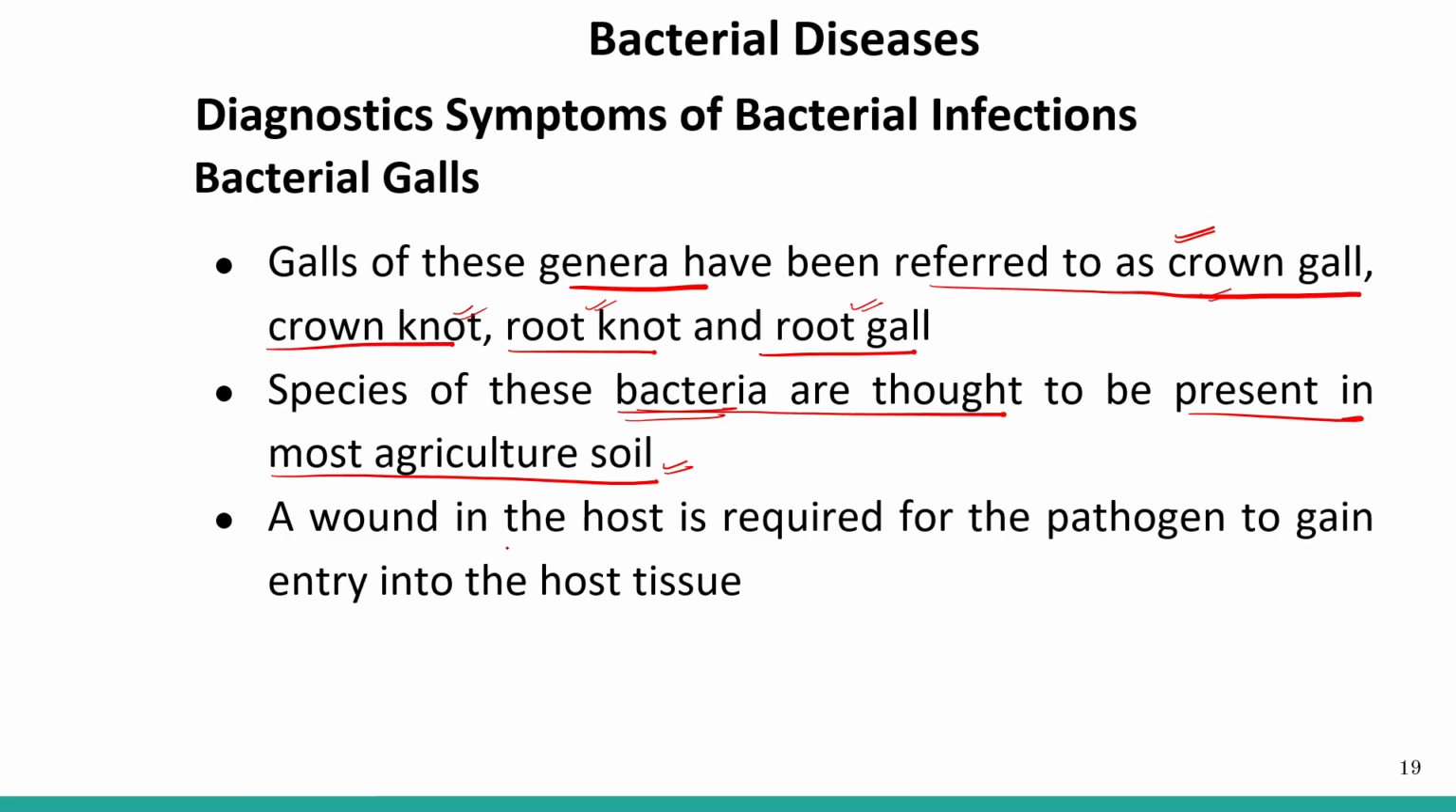A wound in the host is required for the pathogen to enter the host tissue. So how do they enter inside the host tissue, in the stem or through the roots? When there is some wound in the host tissue. So these bacteria present in the soil easily enter the host tissue through that wound.